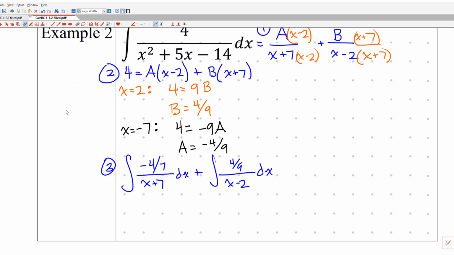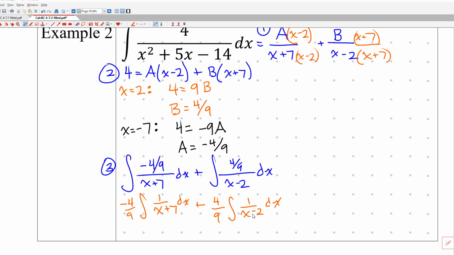What does that look like? If I factor out any constant number, it's going to be −4/7 times the integral of 1 over x plus 7 dx plus 4/9. Wait a second. Where's 4/7 coming from? I just realized that that is not correct. Oops. If you caught it, you guys can log it. I don't even know, I'll just have to trust you guys if you found it. It should be 4/9. So 4/9 times the integral of 1 over x minus 2 dx.